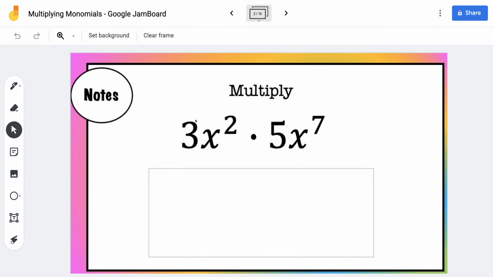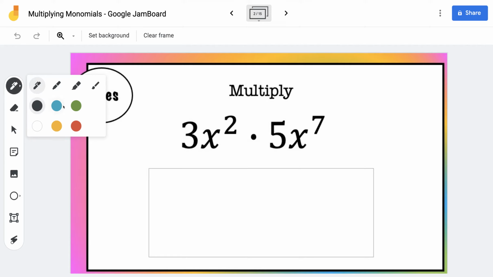Hey everybody, for this problem we're going to multiply 3x squared times 5x to the 7th power. So first of all, come over here and grab a color of your choice. I'm going to go with blue.